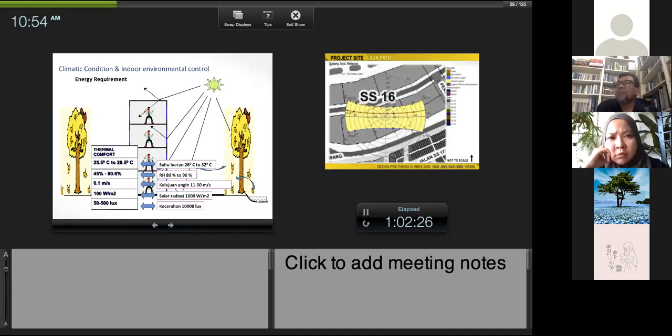We discuss this because we are in Malaysia, on the equator. The outdoor temperature in Malaysia is maybe 26 to 32 degrees Celsius, as you presented in your graph. Relative humidity is about 80 to 90. Wind speed 11 to 50. Solar radiation 1000 watts per square meter. Illumination 10,000 to 100,000. But thermal comfort, you have discussed, right? Thermal comfort for Malaysians.